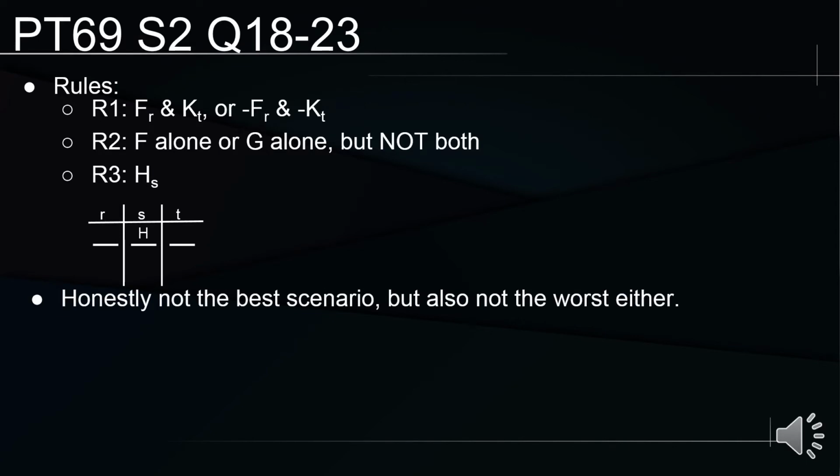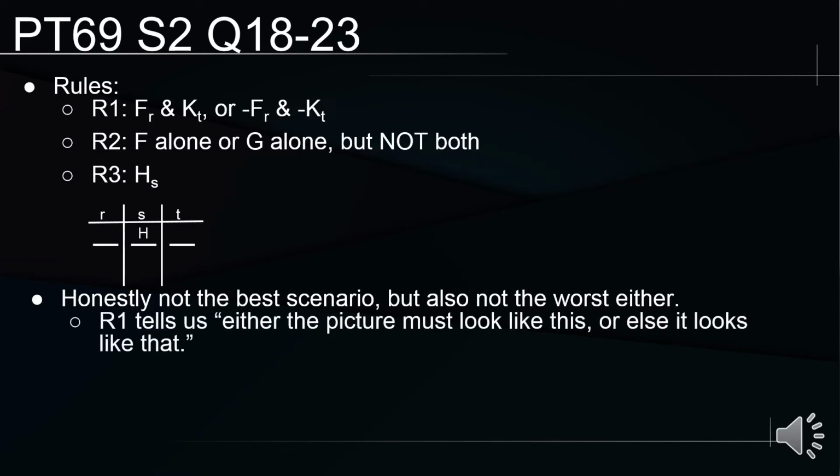Honestly, I would say this scenario is not the best, but it's also not the worst. Because rule 1, like I said, has this sort of bipolar thing. It tells us either the picture must look like this or it looks like that. We have F in R and K in T, and that's kind of helpful, right? When we know that F is in R and K is in T, that's very certain. The flip side is a little less helpful to me. If F is not in R, that means that it's in S or T. There's no certainty there. And if K is not in T, then it's either in R or S. At least that's what it looks like on the face of the rule, and that's not quite as certain. So it's not quite two sides of the same coin. One side is far more certain than the other. So again, not the best, not the worst.